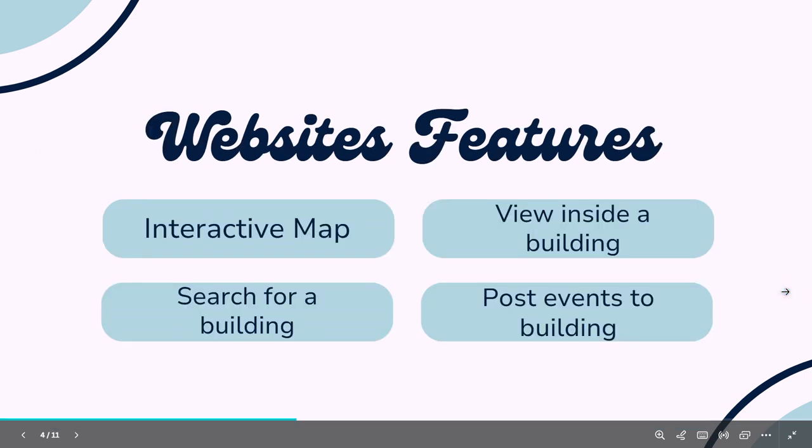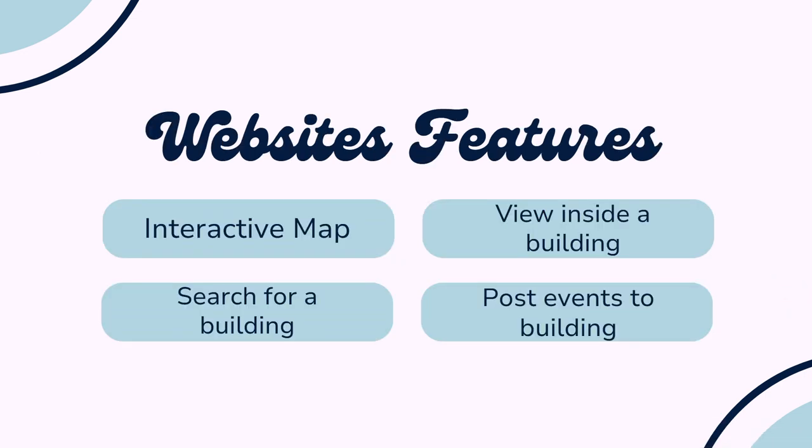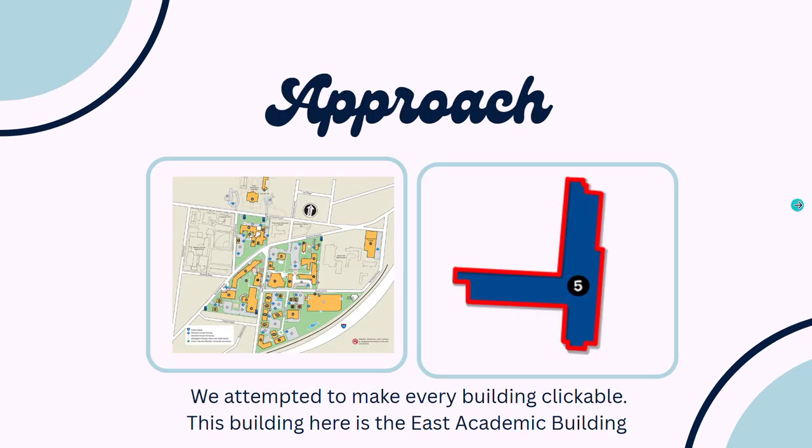So our website's features will tackle those problems by creating an interactive map where you can click on each building. You can get a view inside each building on how to get to where you want to go, search for a specific place, and then allow for posts for clubs.